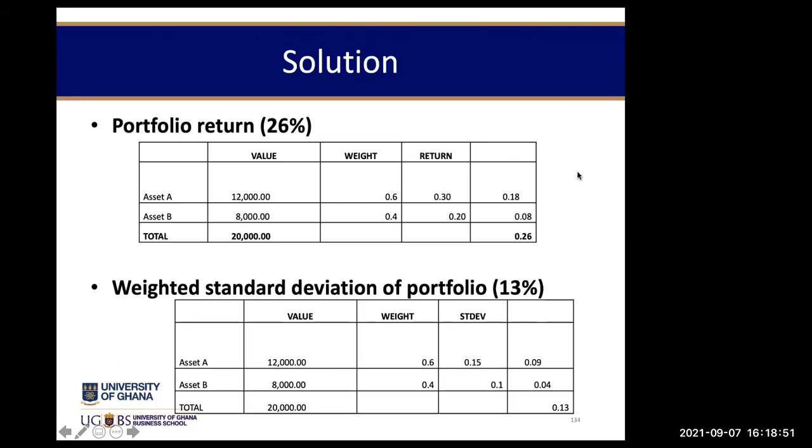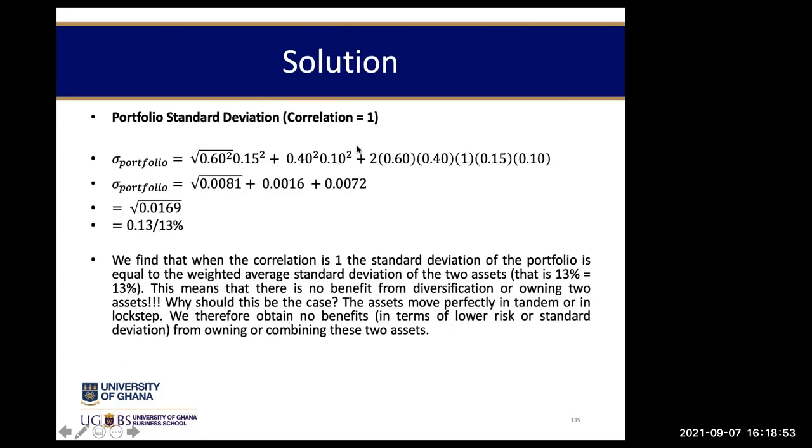So 0.1 squared. Plus 2 times weight 1 times weight 2, so 2 times 60% times 40%. If the correlation is 1, you put there 1. Then times the standard deviation of asset 1 times the standard deviation of asset 2, so 15% times 10%. And when you solve for it, you get the standard deviation to be 13%.